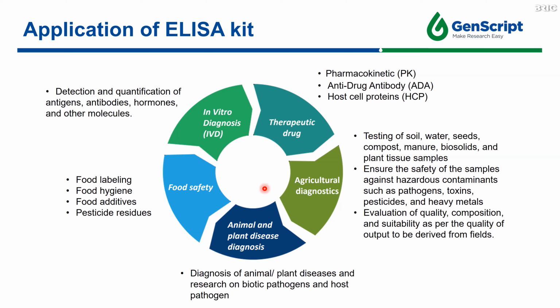In animal and plant disease diagnostics, ELISA is used to detect animal or plant disease and study biotic pathogens and host-pathogen research. In the food safety field, ELISA is used to check food labeling, hygiene, additives, and pesticide residues.